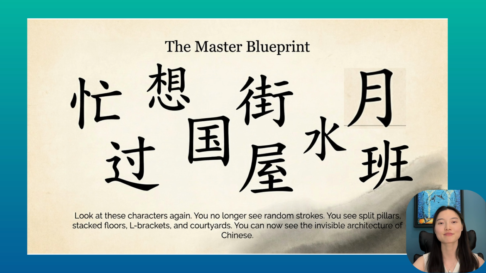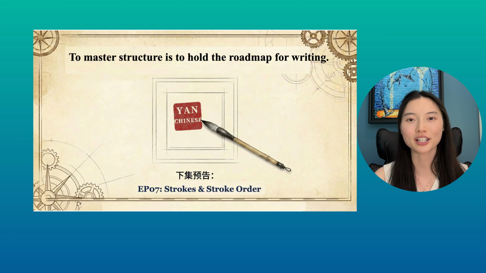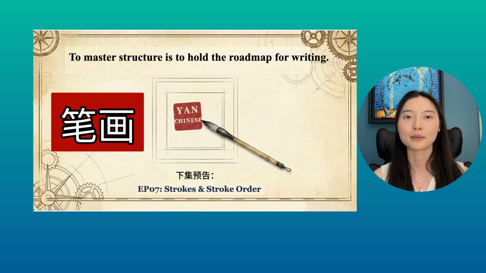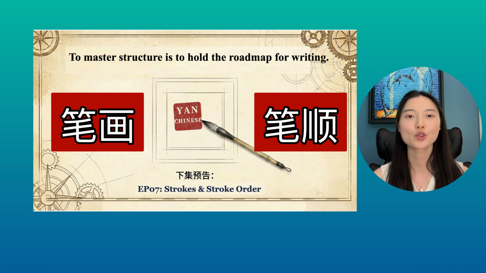If you got most of these, congratulations. Look at these characters again. You no longer see random strokes. You see split pillars, stacked floors, L brackets, and courtyards. You can now see the invisible architecture of Chinese. To master structure is to hold the roadmap for writing. In episode 7, we put pen to paper, or brush to paper, as the ancients would say. We will learn 笔画, the basic strokes, and 笔顺, stroke order. Outside before inside, left before right, top before bottom. After today, every one of those rules will make perfect sense.